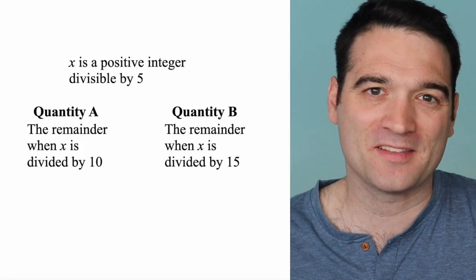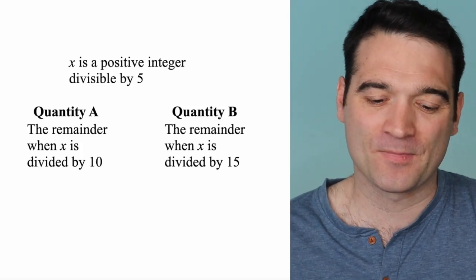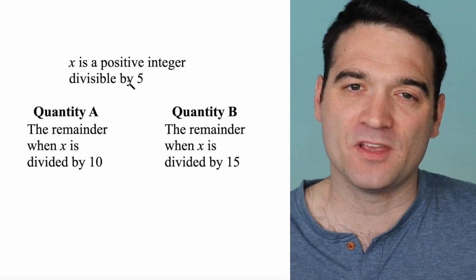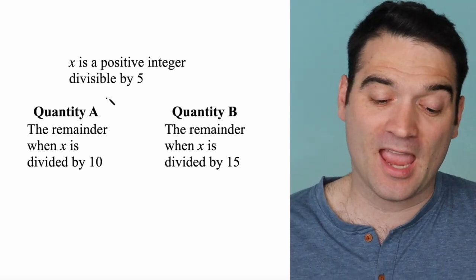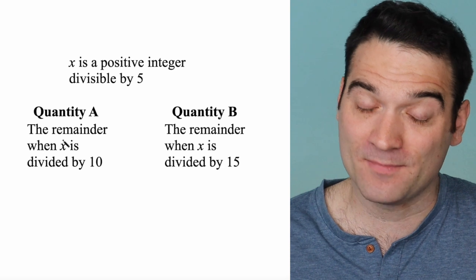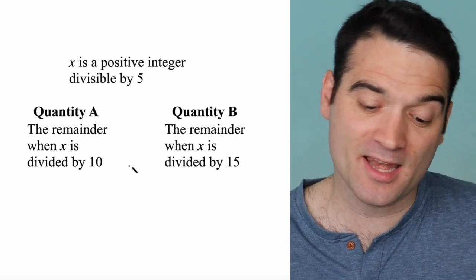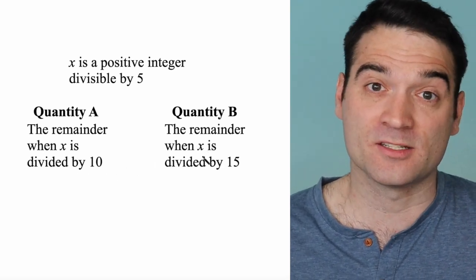Here's a GRE quantitative comparison question. Let's take a look. We're told that x is a positive integer divisible by 5. And then we're given two quantities. Quantity A, the remainder when x is divided by 10, or quantity B, the remainder when x is divided by 15.